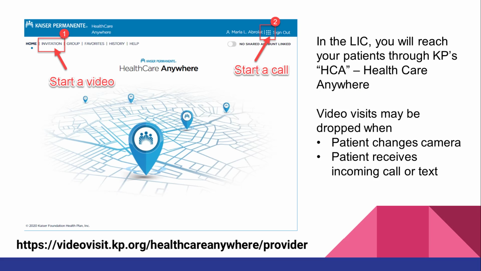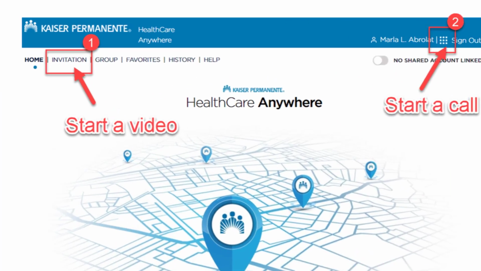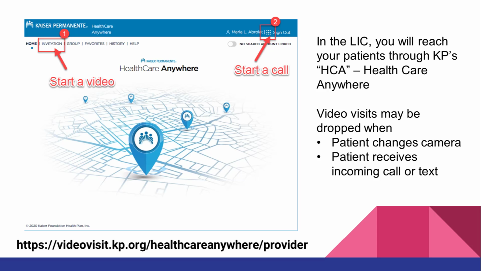So during the SIM event, we're going to use Zoom or Teams, but in the clinic in LIC, you'll use Kaiser's Healthcare Anywhere, HCA. You'll be able to either make a phone call through that so you don't have to give out your phone number, or start the video directly through there. A video had been produced previously for your viewing during EIE to show you how to do that, so feel free to refer back to that before you use this in the LIC.